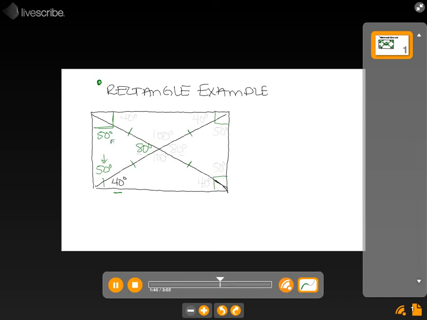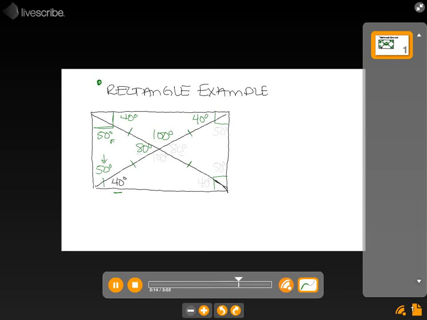If this angle's 50, the one next to it has to be 40, because they have to add to 90. This angle over here has to be 40 because it's an isosceles triangle. That whole triangle there has 180 degrees. 40 plus 40 is 80. 180 minus 80 is 100. So now we found half of the rectangle, two of those triangles.